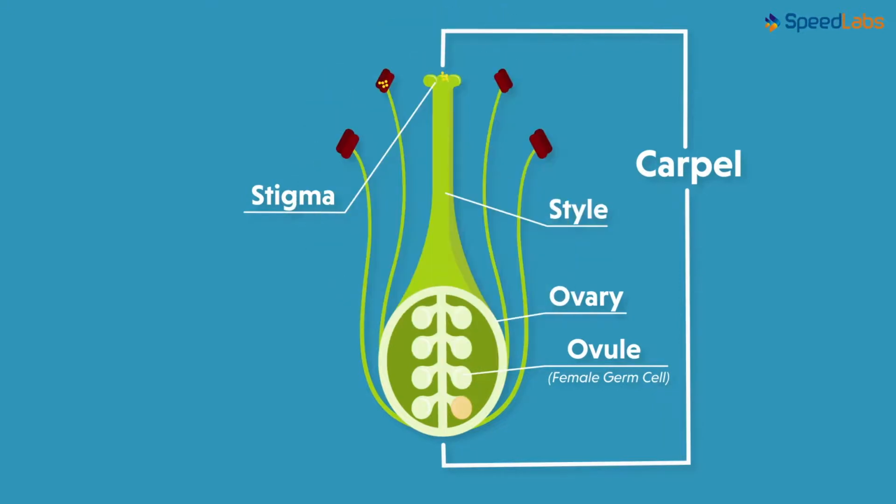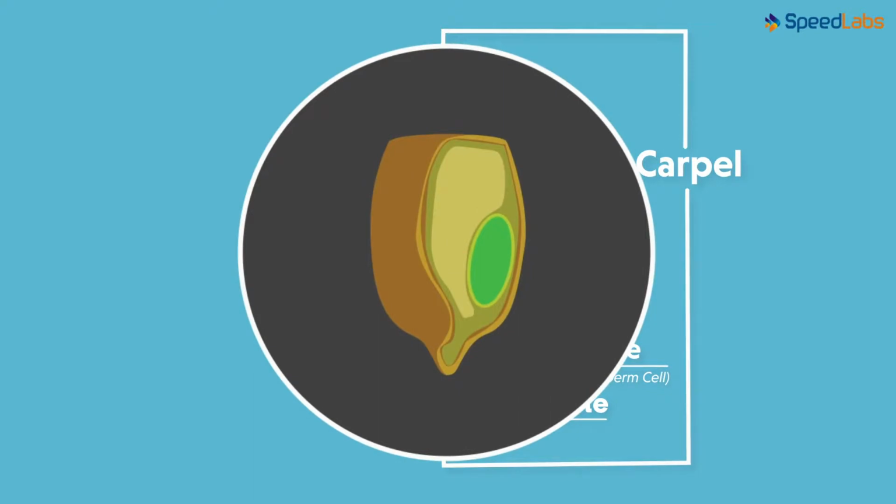Do you know what this fertilization will give rise to? It will give rise to a zygote. A fusion of the male and the female gamete gives rise to a zygote. In time, this zygote will form an embryo while the ovule begins to gradually form a thick seed coat.